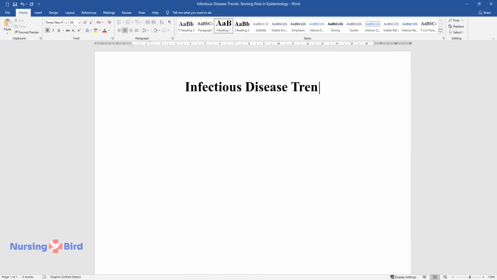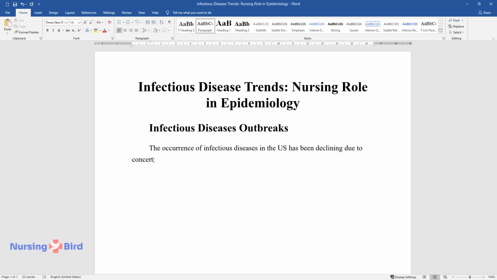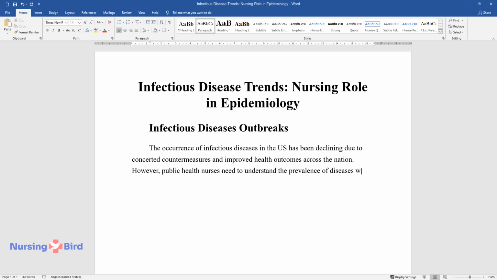Infectious disease trends, nursing role in epidemiology. Infectious diseases outbreaks. The occurrence of infectious diseases in the U.S. has been declining due to concerted countermeasures and improved health outcomes across the nation. However, public health nurses need to understand the prevalence of diseases within the community of operation to come up with proper health promotion and disease prevention strategies.